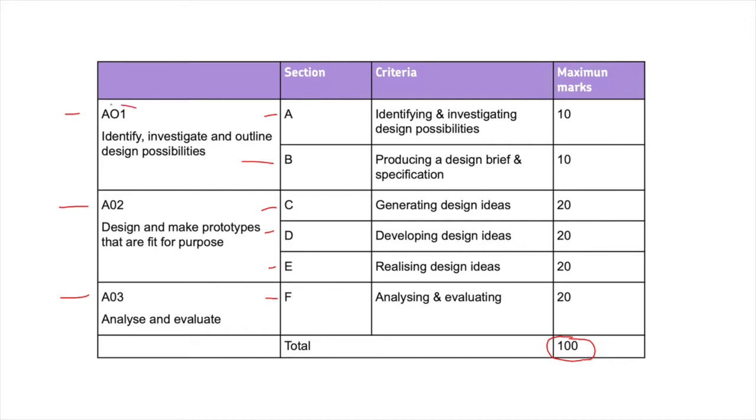But in this video we're going to look at assessment objective 1, section A, and we're going to look at identifying and investigating design possibilities, which is the maximum marks of 10. Now that sounds like a small amount of marks, however you need to get this section correct, otherwise you won't be able to access the rest of the marks later on.